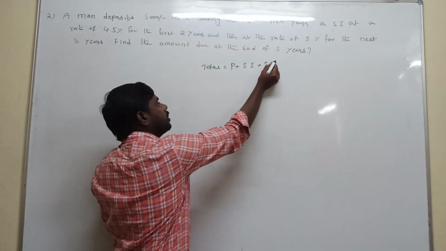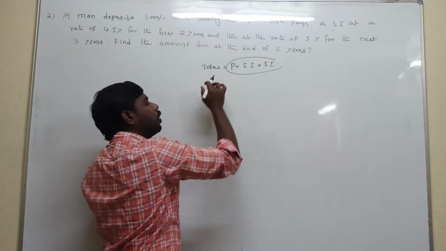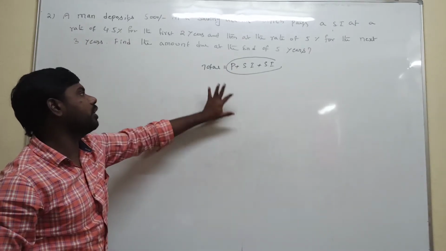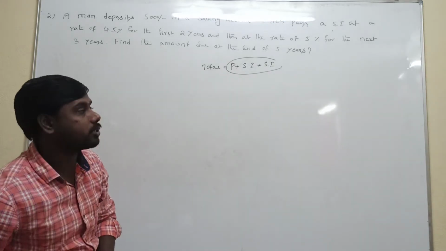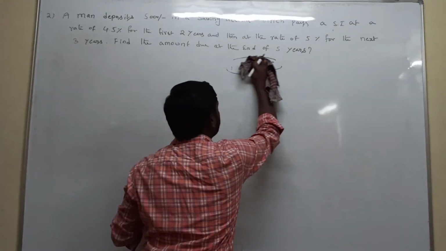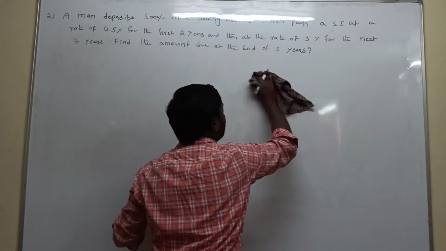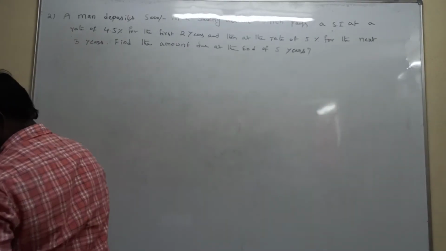When you calculate this, the total amount is the amount due at the end of the 5 years. How to calculate simple interest I have already explained. What is the simple interest formula? PTR by 100, and we can apply the total amount formula. See the solution here.